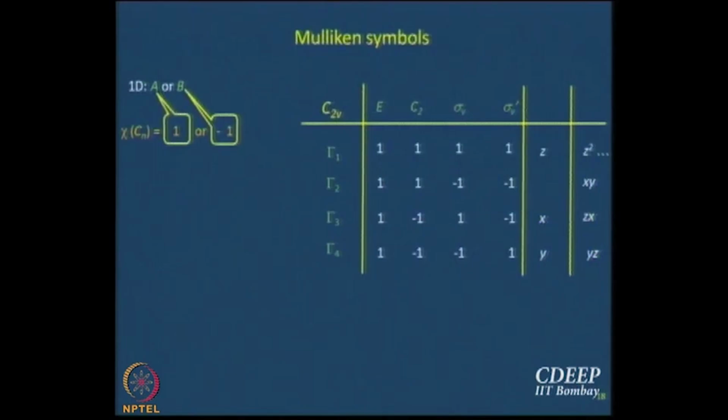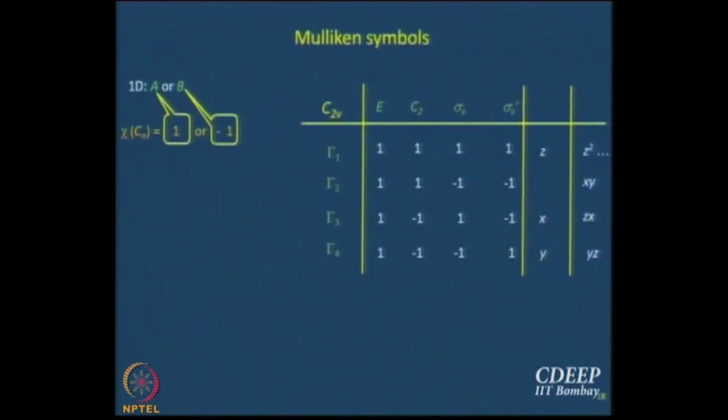Can the character of E be anything other than 1 ever? Not in this case. But what happens if you have a 2-dimensional irreducible representation? Then the character of E is 2, isn't it? Then you cannot call it A or B. You don't even call it C or D, you call it E. And then what if it is 3? Then it is called T. T for 3. So that letter will change.